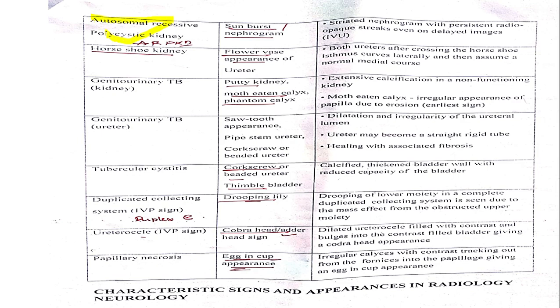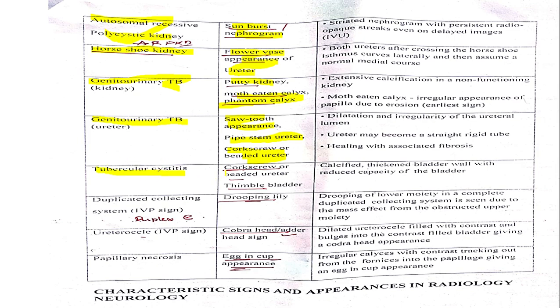Autosomal recessive polycystic kidney shows sunburst nephrogram. Horseshoe kidney shows flower vase appearance of ureter. Genitourinary TB shows putty kidney, moth-eaten calyces and phantom calyx. Genitourinary TB also shows sawtooth appearance, pipe stem ureter and corkscrew beaded ureter.